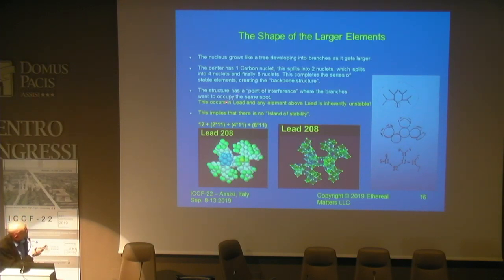Another important point is that there is a point of interference where the branches want to occupy the same point. I'm going to point here, the carbon nucleate is blue. And on this side, that's where the next carbon nucleate should be growing. However, they are so close to each other that they will interfere, hence instability. That means lead/bismuth is the last stable element. If you follow this logic, that means every other element after that is, per definition, unstable. That means also we conclude there is no island of stability.